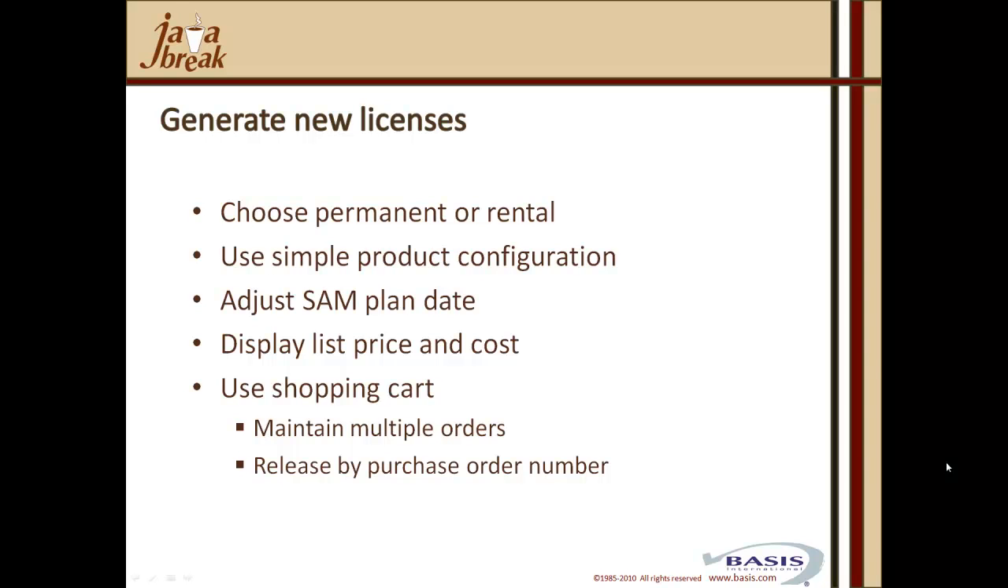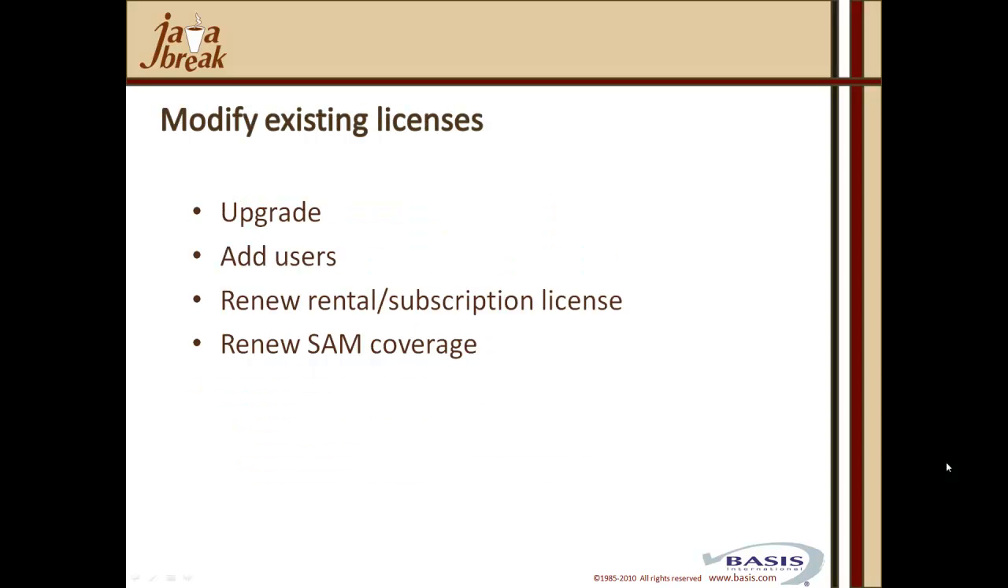The SAM plan date can be adjusted, and within the application, it shows the list price and the cost. We also use a shopping cart, which can maintain multiple orders that can be released by purchase order number. In the realm of modifying existing licenses, you can do the following functions. You can process an upgrade, add users, renew a rental license, and of course you can renew SAM coverage.